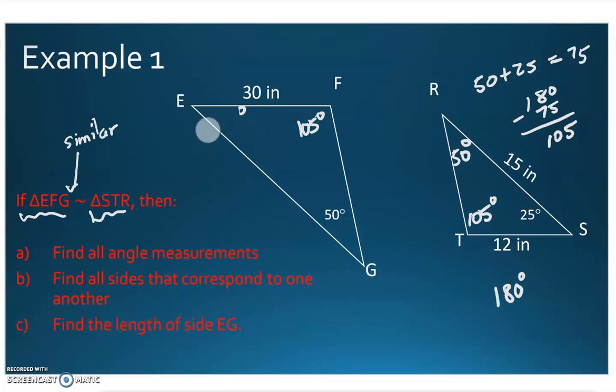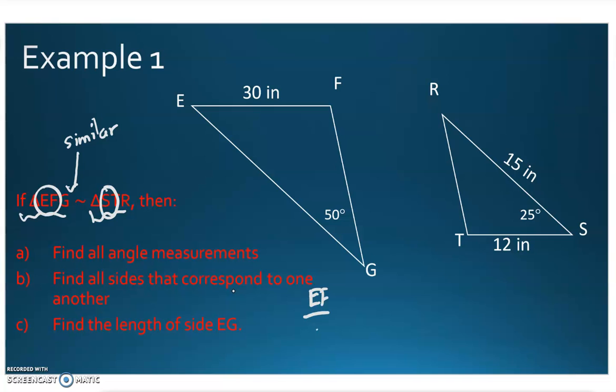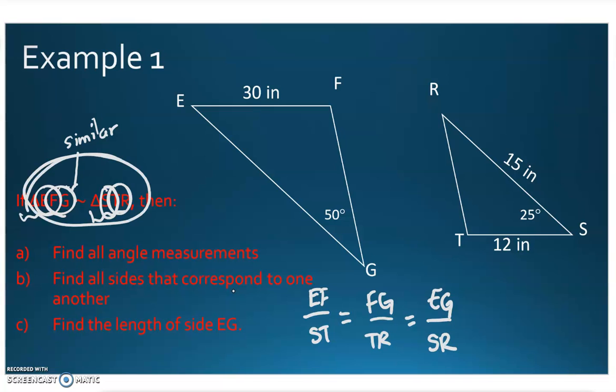Okay, so now I'm going to erase this just to kind of give us some space. So first I'm going to write a similarity statement. So first I'm going to write that side EF, notice here, side EF corresponds with ST. So I'm going to write EF over ST is equal to FG over TR. All I'm doing is corresponding the different side lengths, and EG corresponds with SR. And I can see that straight from the similarity statement, just looking at the order of the statement. So now what we're going to do is find two side lengths that we already know.